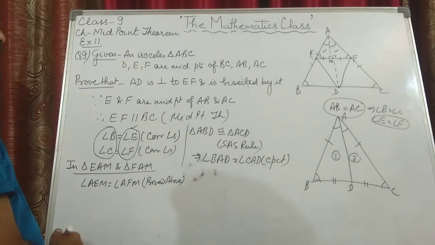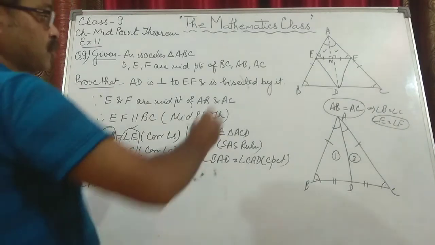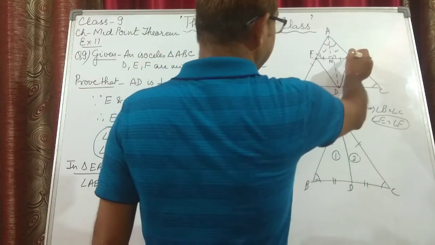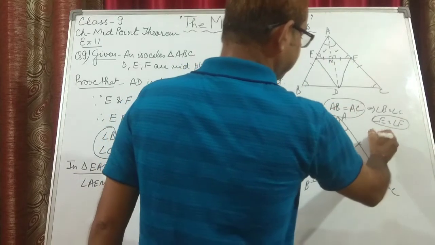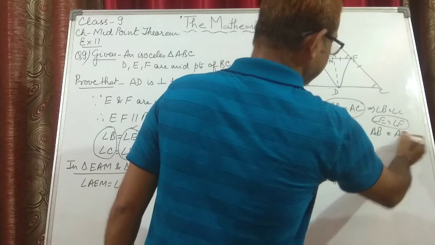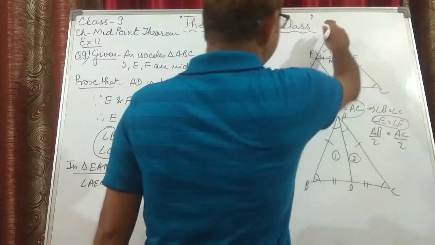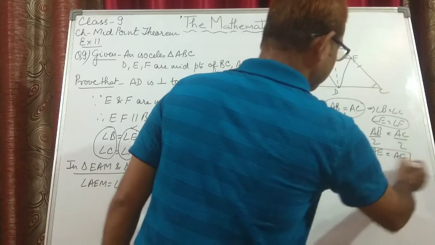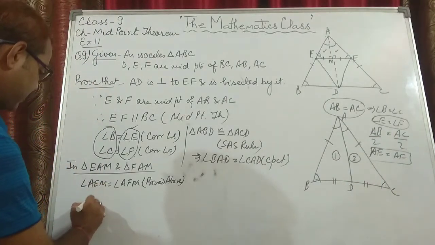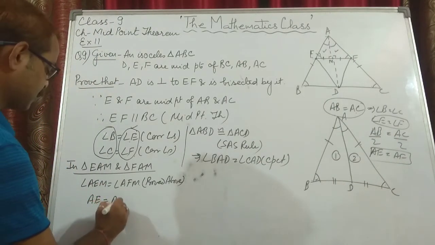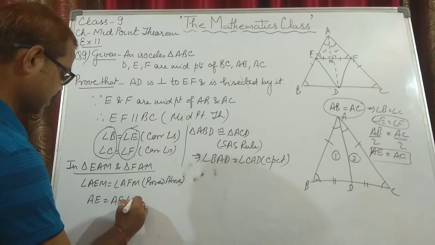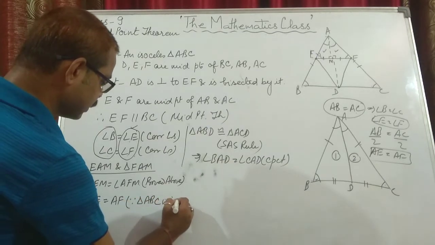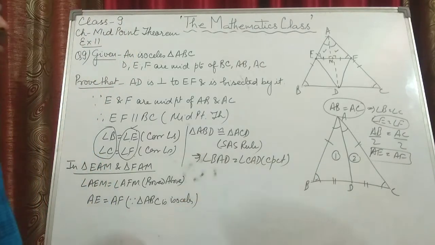Now first point. Second point, we can say, you know that AB is equal to AC, it is given, and E is the midpoint of AB and F is the midpoint of AC. If AB is equal to AC, then half of AB will be equal to half of AC, and half of AB is AE and half of AC is AF. So second point we are writing AE is equal to AF. Why? Since triangle ABC is isosceles, given.